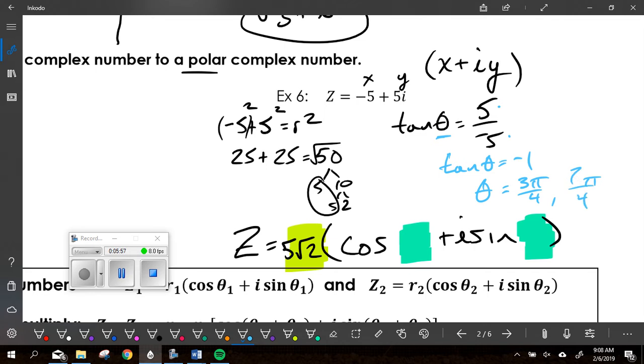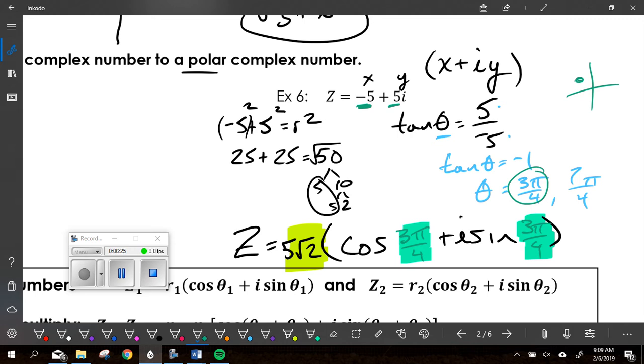Show me with your fingers, which one do you want here? Do you want the 3 or the 7? Audrey, why do you want the 3? Good. The original thing had a negative x value, so if it had a negative x and a positive y, that would have put her in the second quadrant, and so she wants the angle that will put me in the second quadrant, which is 3 pi over 4.